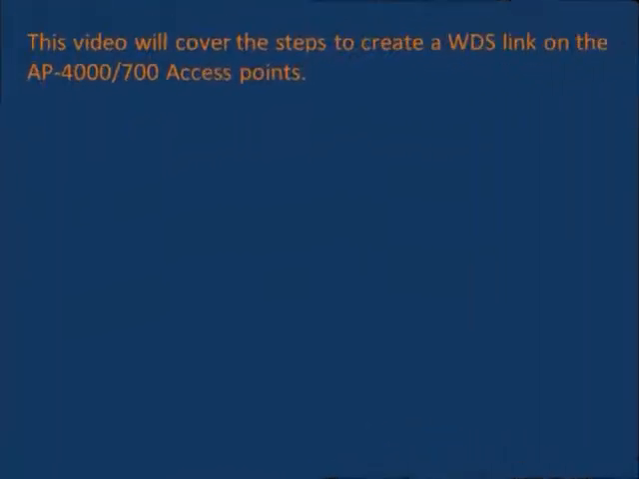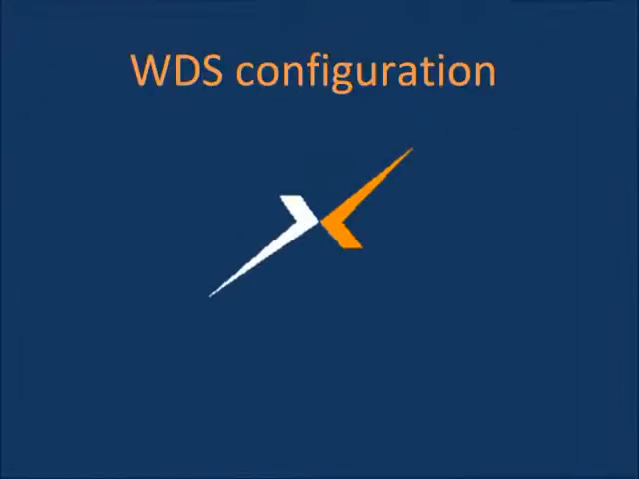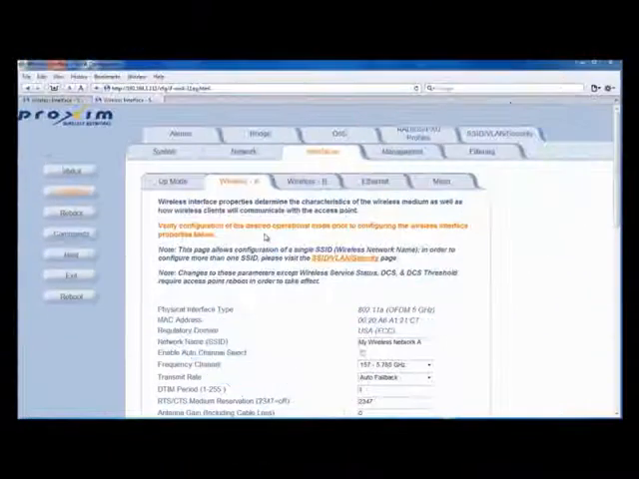This video will cover the steps to create a WDS link on the AP-4000/700 access points. To establish a WDS link, the following settings have to be configured on all WDS access points.